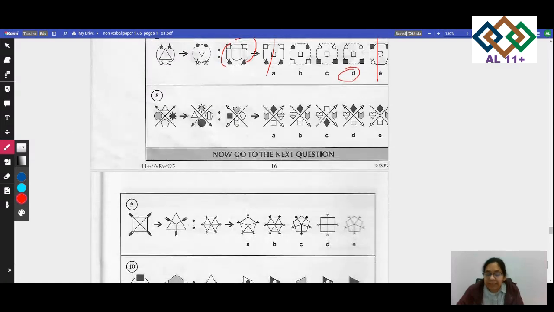And number 8, if you look at number 8, what's happening? The arrows switch to the opposite ends of the lines and the shape moves round one position anti-clockwise. So it's moving anti-clockwise. You always have to remember about clockwise, anti-clockwise, things like that when you're looking at that. That's why it would be a B.